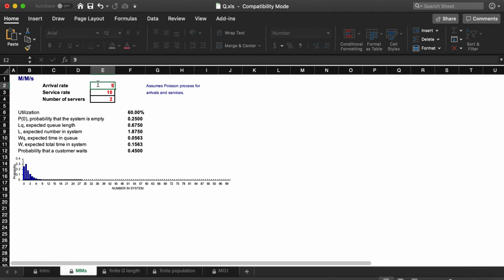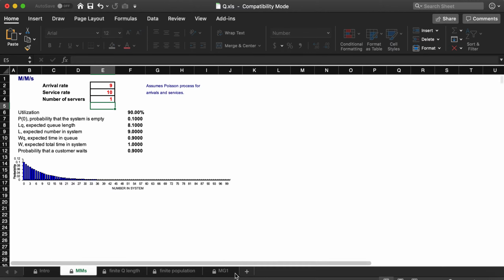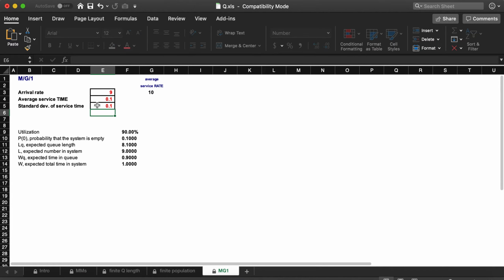Let's go back to the previous where we have 9, 10, and 1. And that, again, is going to be our MM1 queue with a 90% utilization. Now let's contrast that over here to the MG1 queue. With the MG1 queue, we need to specify the arrival rate, which we're going to try to look at the same system. So the arrival rate is going to be equal to 9. We need my service rate.